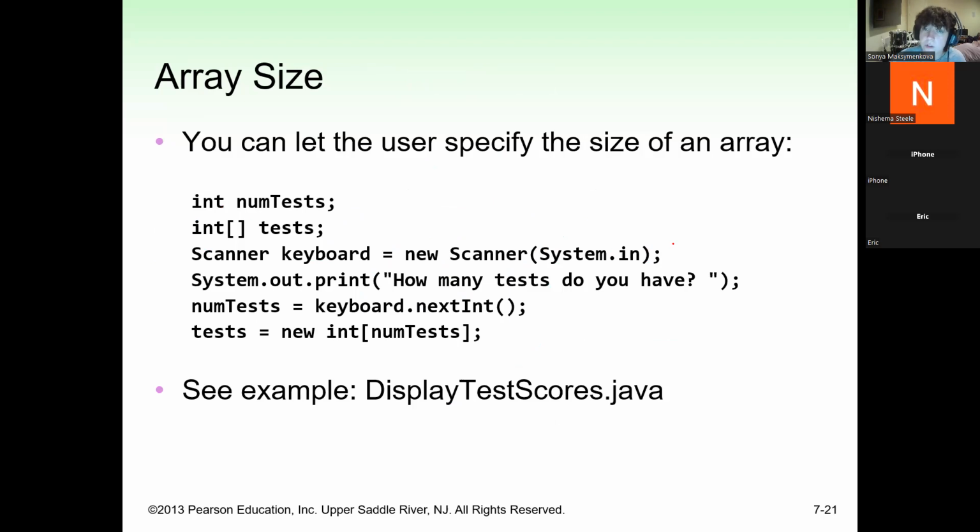You can also let the user specify the size of an array, but again, you have to be careful with that because once your user specifies a number, you cannot change it. Once the user sends that number to you, there's no way that you can change your array size without creating a completely new array. So whenever you're writing your programs, just be aware of that. And this is the way you would do it. You would use your scanner to read from the keyboard. Then you would ask how many tests do you have, or whatever word it is that you want to use. And then you would store that in some sort of variable, and then you would just assign that variable as the size of your array.